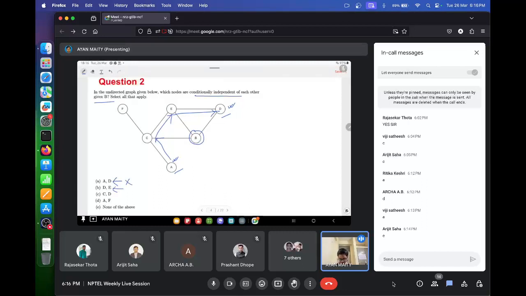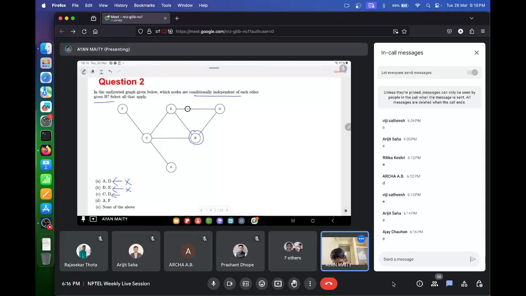The second option is D and D. So D and D has this direct edge from D to A and also E to D. So if there exists a direct link, then those two nodes are always dependent on each other. They cannot be independent. So this is not correct. The third option is C and D. For C and D, this is the path that I can find which is not going through B: C to E and E to D. This path is not blocked by B. So these two nodes are also not conditionally independent.